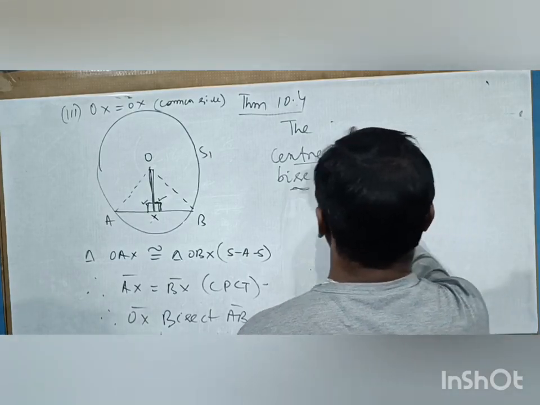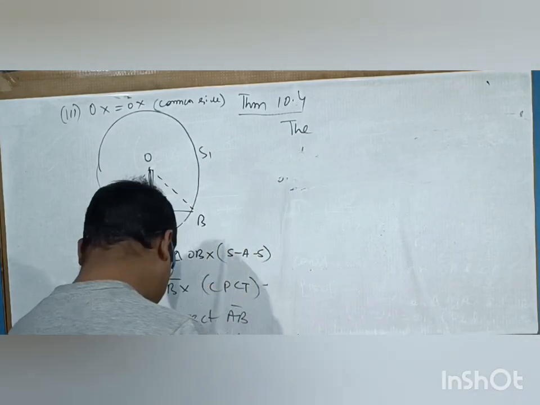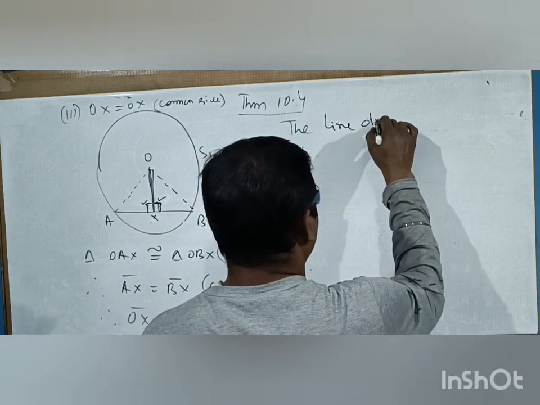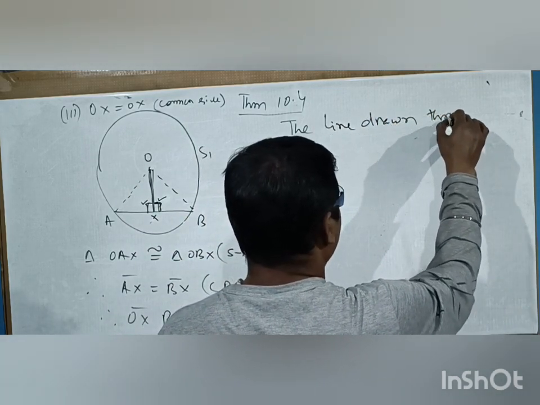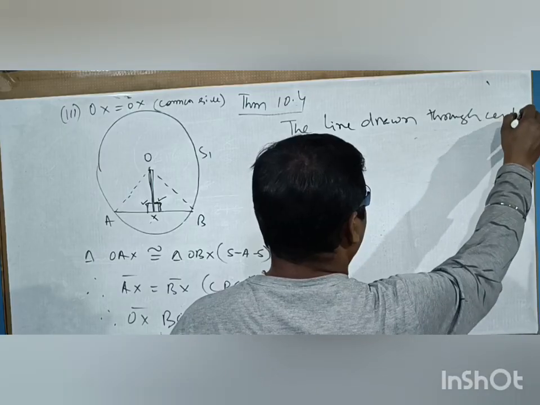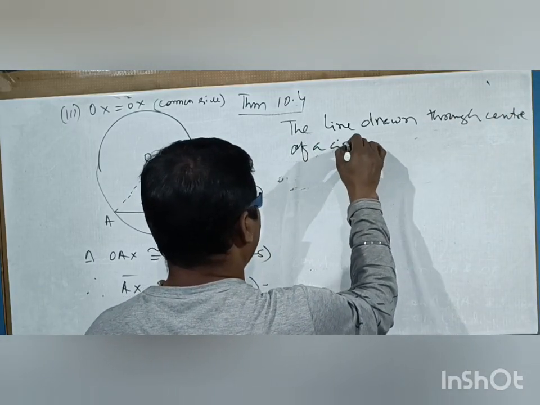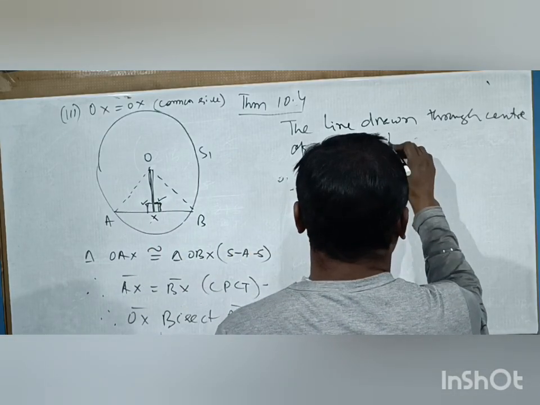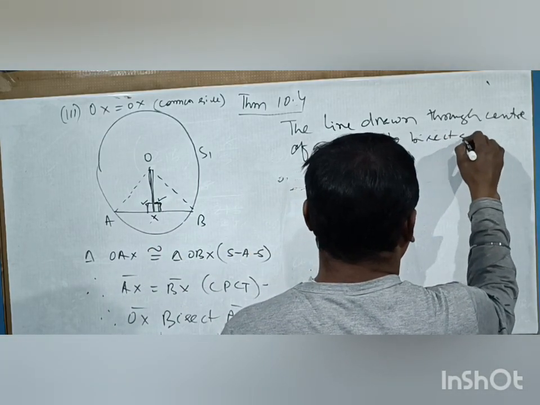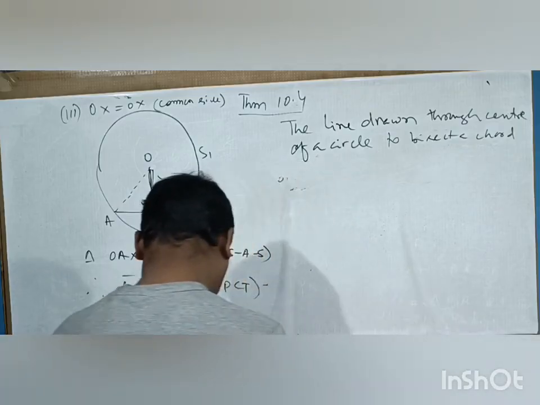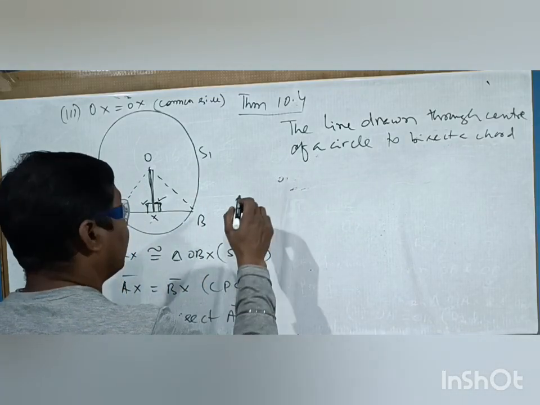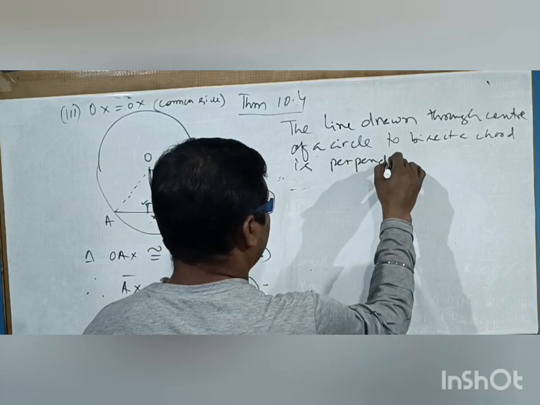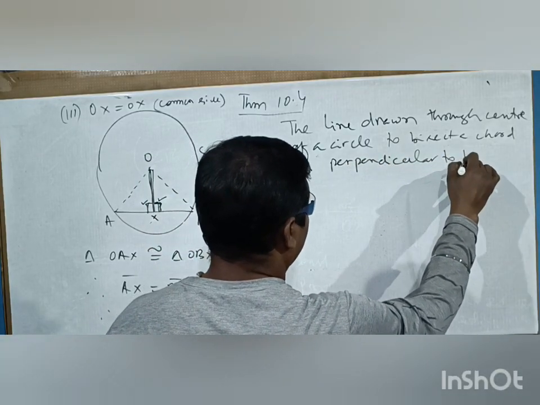So let's write down the question first. The line drawn through the center of a circle to bisect a chord is perpendicular to the chord.